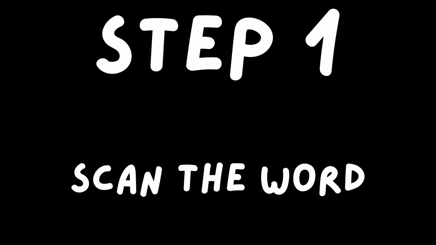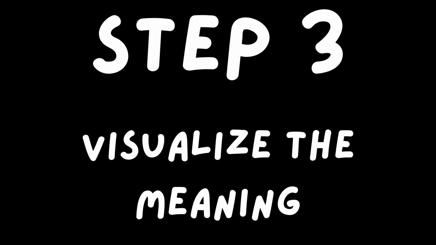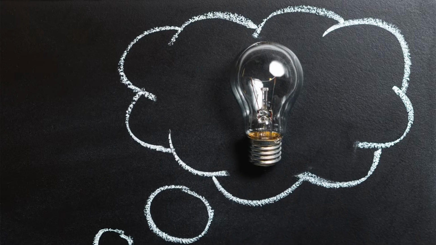Here is the recap of this method. Step 1. Scan the word. Step 2. Visualize the word. Step 3. Visualize the meaning. Step 4. Make an association between the word and the meaning. Now, I want you to try recalling the word. Take a few seconds if you would like. You will easily be able to recall the meaning.